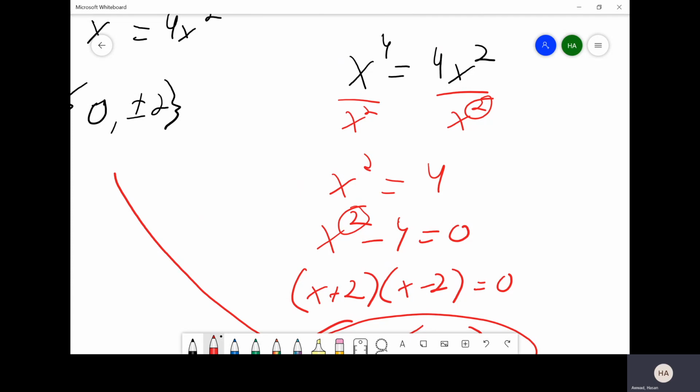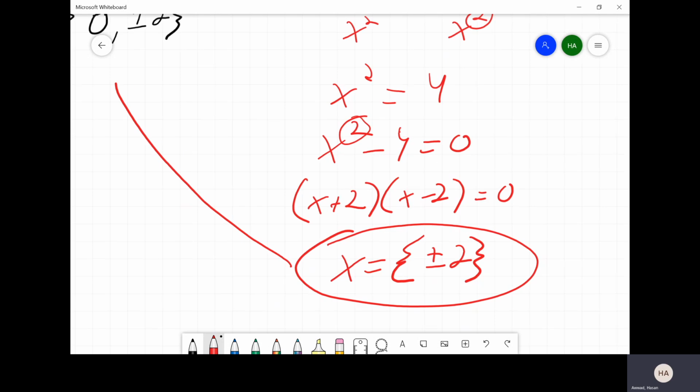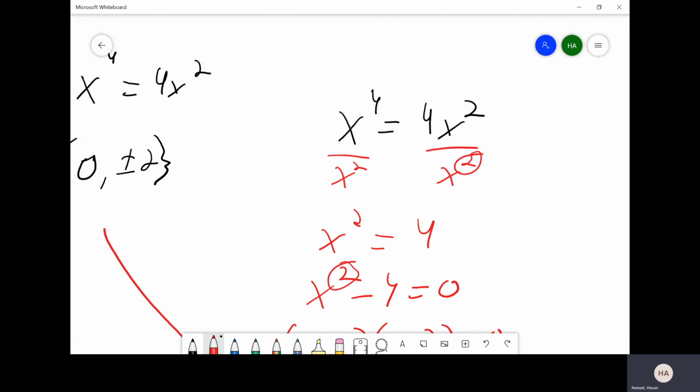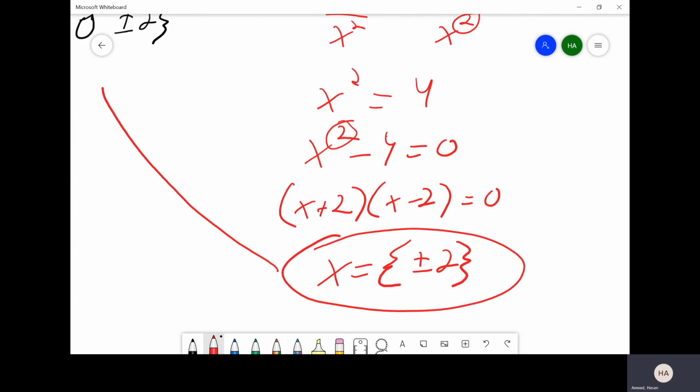And we can't have that. We're trying to find all of the possible solutions that would satisfy the equation, and 0 is a solution that would satisfy the equation, right? If you plug 0 in, 0 to the fourth is 0, and then 4 times 0 squared is just anything times 0 is still 0, so we get 0 is equal to 0. So obviously 0 is a solution, and by dividing by x squared, we are omitting that solution.